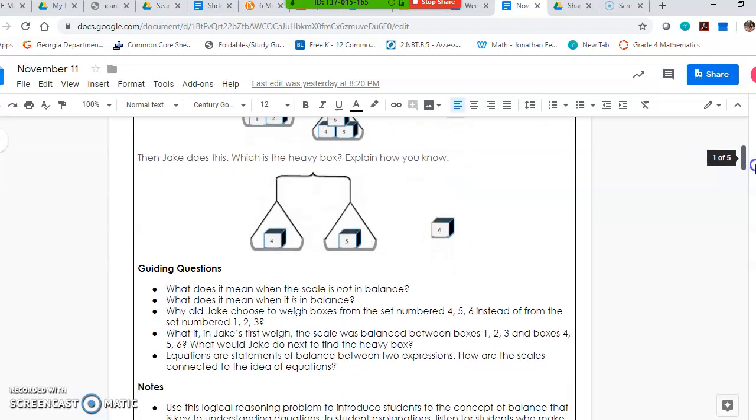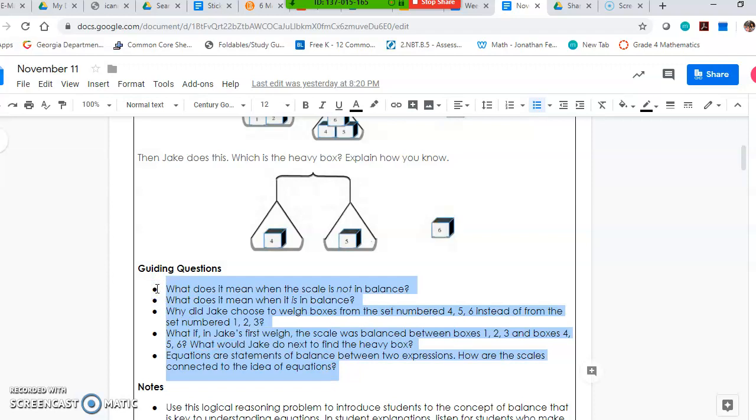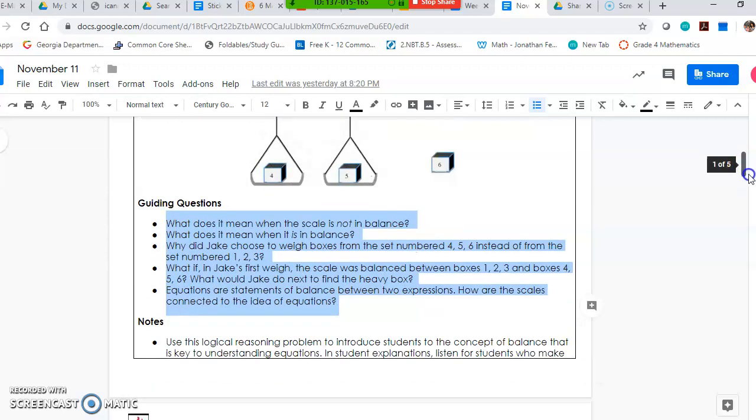So what does it mean when a scale is not in balance? What does it mean when it is balanced? Just go back and ask these questions. These questions are just trying to guide the conversation. Students are not necessarily completing anything at this time. They're looking at something and you're just talking about it. All right, so that is just your activating strategy.